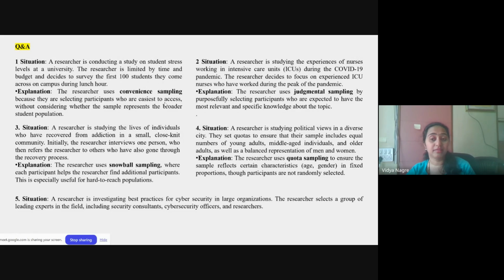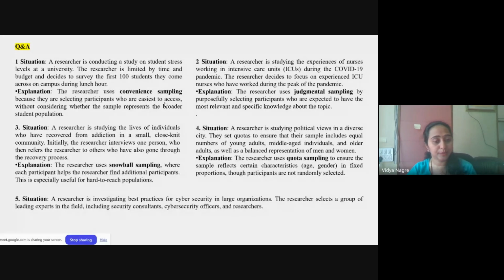Quota sampling, because we have decided a quota there first. That we need equal numbers. Equal number is the quota. Equal number of young adults, middle-aged, older, and then 50-50%. 50% men, 50% women. So this is what a quota is. Unless and until I reach my quota, I have to keep studying. I have to keep investigating.